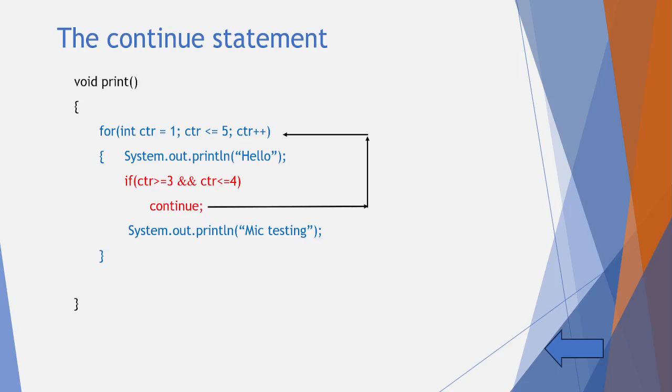What would be the output? When control variable CTR is 1, hello and mic testing. Second time also hello, mic testing. Third and fourth iterations, the continue statement is there. That's why just hello is printed twice. And in the fifth iteration, hello, mic testing. Continue forces early iteration of the loop.